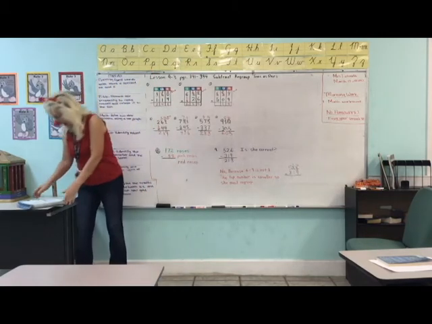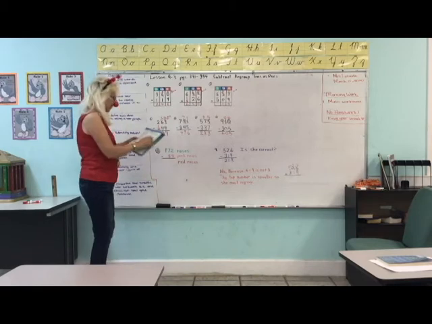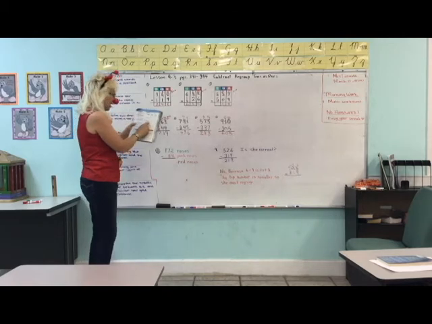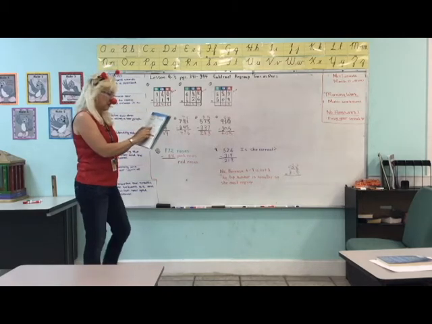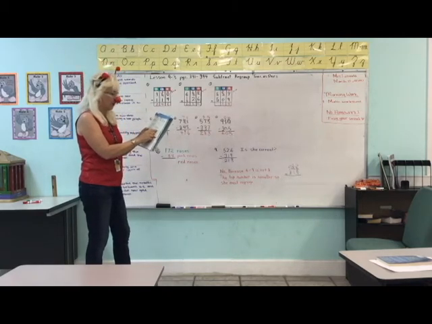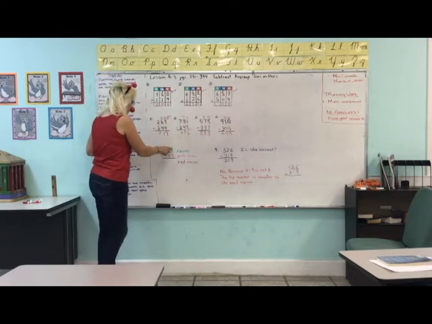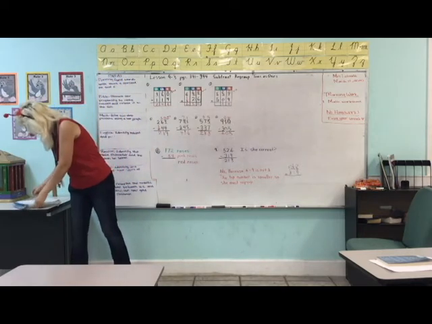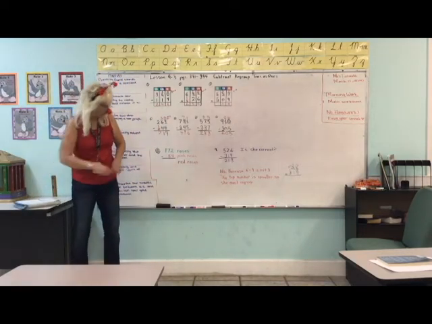Okay, now number 8. Number 8, it says, a flower shop has 172 roses, and 58 roses are pink, and the other roses are red. So how many red roses are there? So I wrote down 172 roses, 58 pink roses, and the difference will be how many red roses there are. So let's look at this.